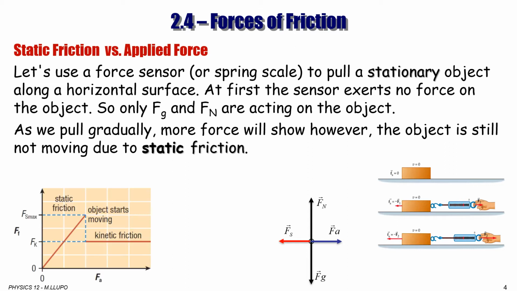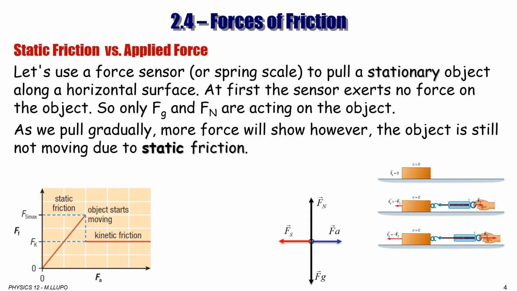As we increase the applied force, if you see on this diagram, the force is increasing, so will be the static force of friction, until it reaches what we call the maximum static force of friction. And beyond that point, if we increase the applied force, the object will start moving.